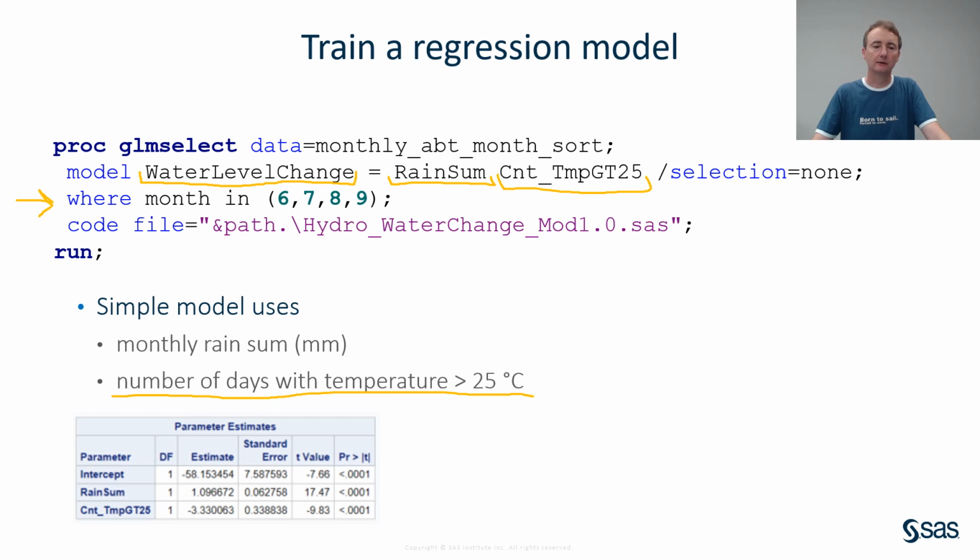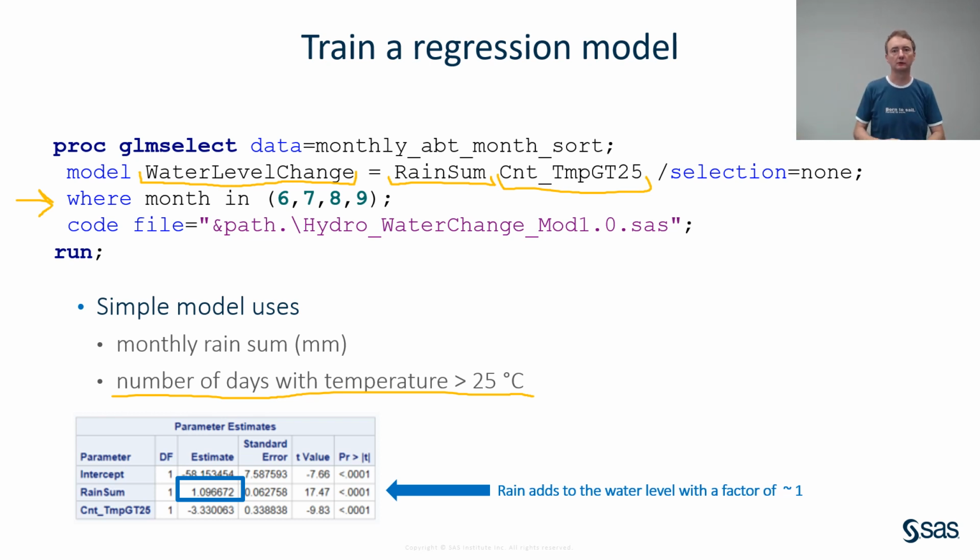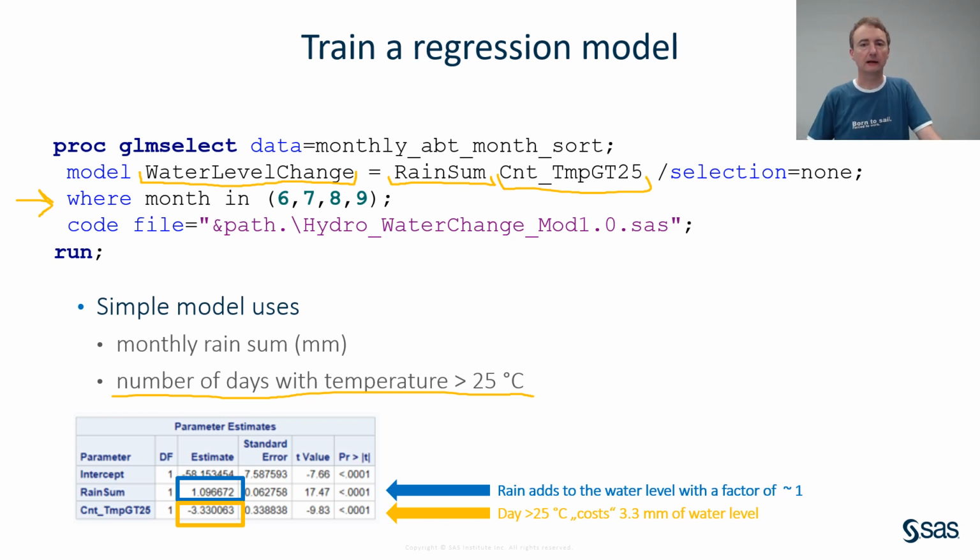The model that I built is, as I said, a very simple model, and you see that the rain adds to the water level with a factor of almost 1. So the water that falls into the lake increases the water level. What we also see is that a day with more than 25 degrees Celsius costs the lake something like 3.3 millimeters of water level. So if we have a lot of hot days in a month, the water level will go down.